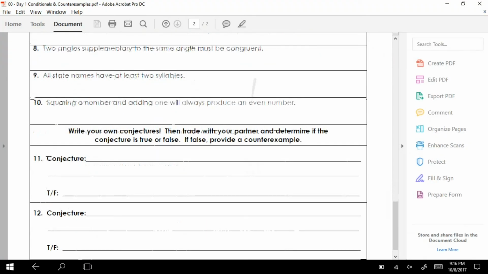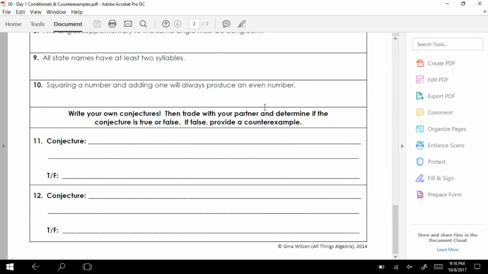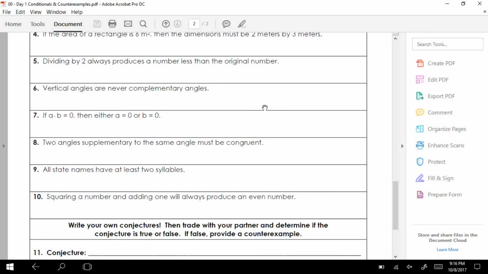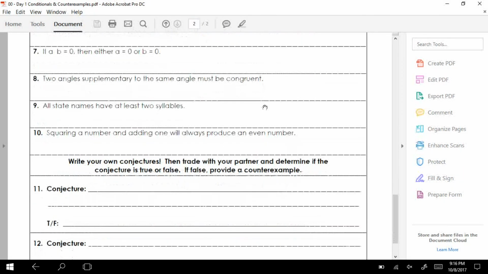So then down here at the very bottom, write your own conjecture. Make up an idea. And then later in class, the following day, we're going to give it to our partner, and they're going to see if it's true or not and give a counterexample if what you wrote isn't true.